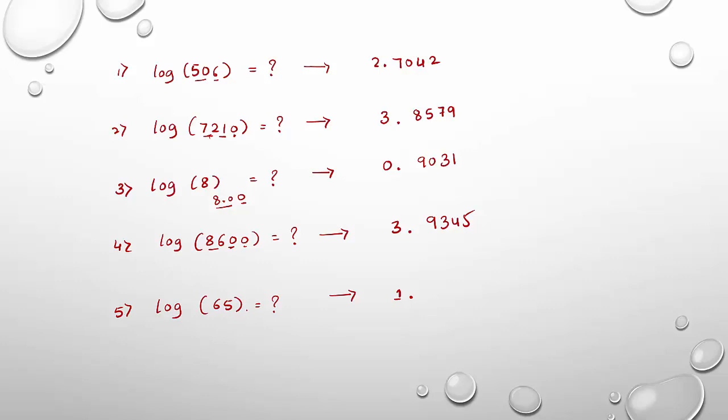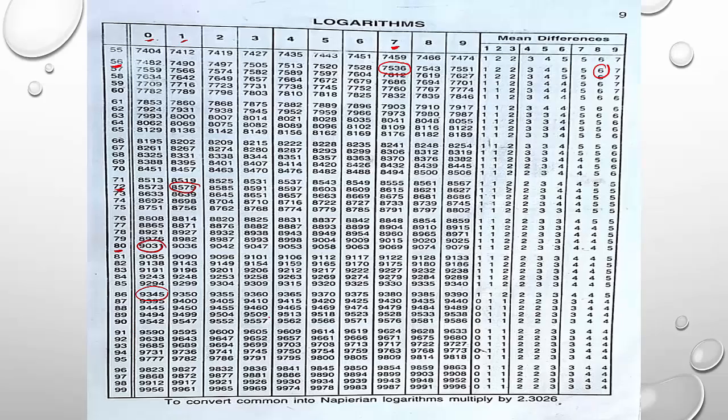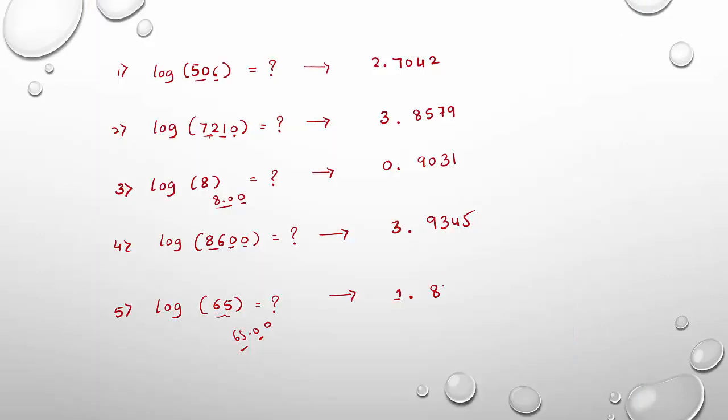Then the last one, log of 65. There are two digits, 2 minus 1 is 1, 1 point. So we can observe 65.00. 65 at 0 we have to observe. In this tabular column, 65 is here, 65 at 0. Means I can write 8129. So these are some examples that give how to use the log table.